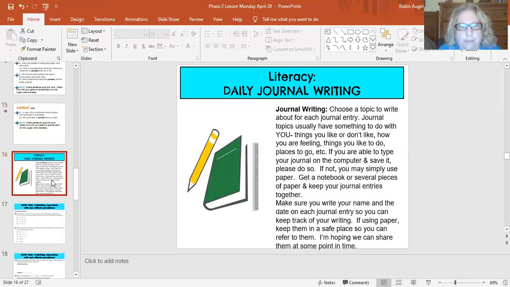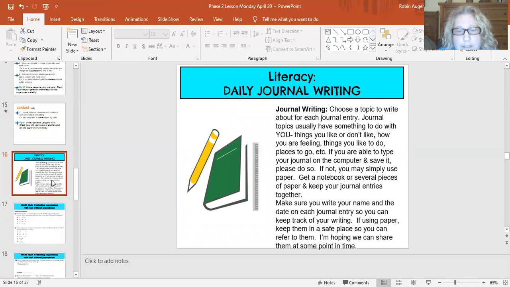Okay, every day we're supposed to be doing our daily journal writing. Choose a topic to write about for each journal entry. Journal topics usually have something to do with you. Things that you like, don't like, where you might like to go, maybe your favorite foods, a great movie you saw, how you're feeling.